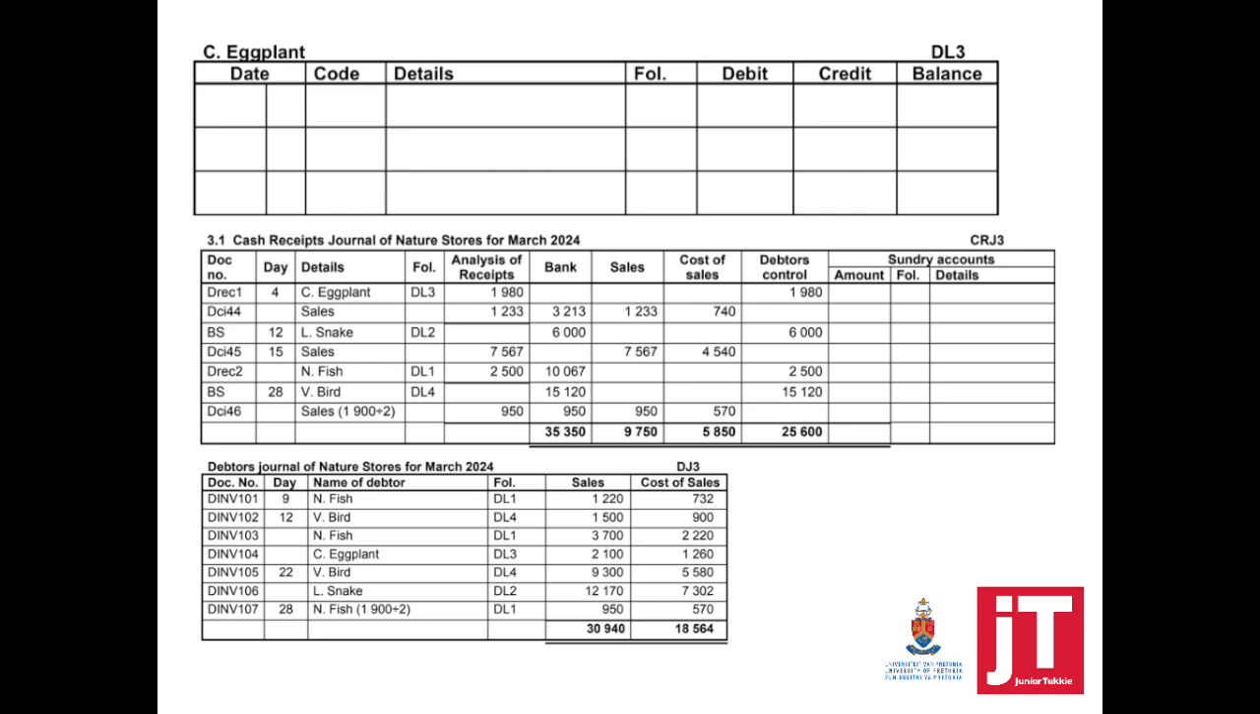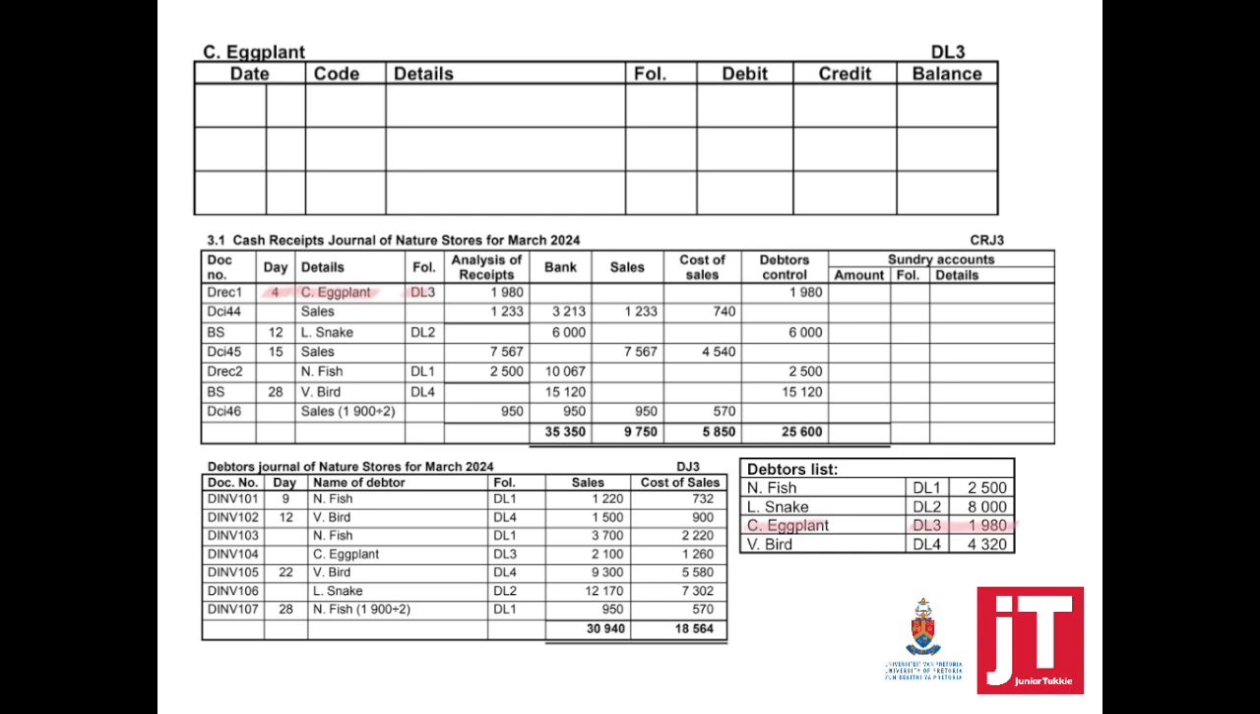Debtor number 3, C Eggplant. We start with the account rendered on the 1st of March 2024, a balance of 1,980. On day 4, C Eggplant made a payment, which means that from the cash receipts journal this debtor owes me less money. So it will always appear on the credit side. We start with the day of the transaction, code number 2, receipt number 1 was issued. From the cash receipts journal, 1,980. Can you see that he settled his balance, which was on the 1st, so now he owes nothing.